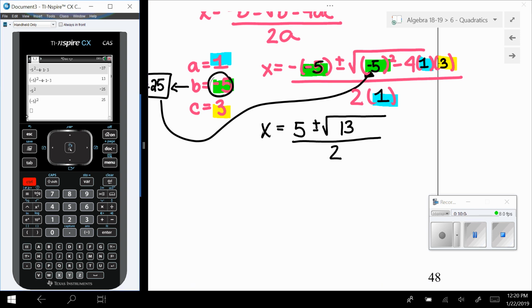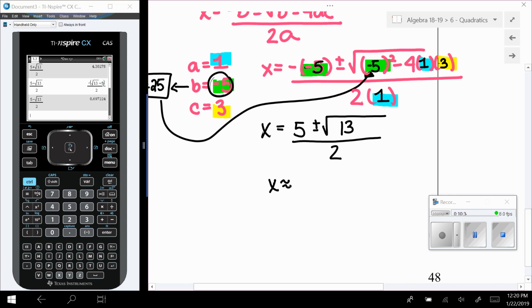So because it says to round, we can actually type this straight in on our calculator. 5 plus the square root of 13 all over 2. And it's going to give us one decimal answer. And then I can press my up arrow, grab it, and then instead of doing that plus, I also wanted it to do the negative. And so, here we have our two answers.